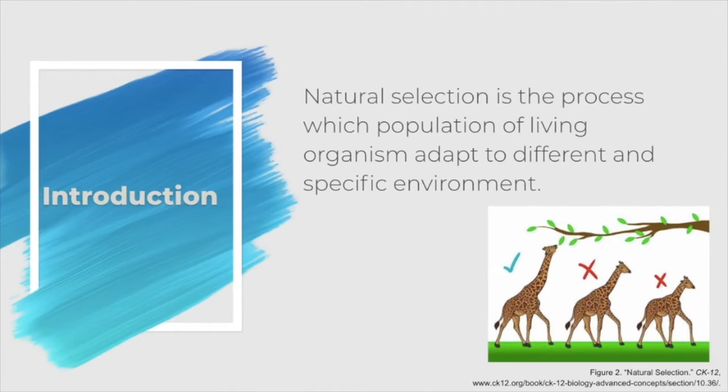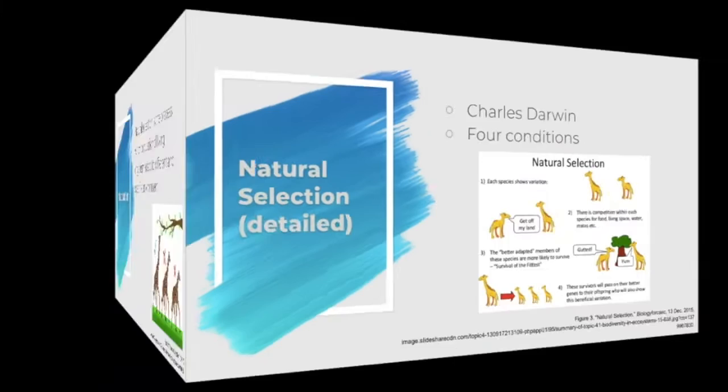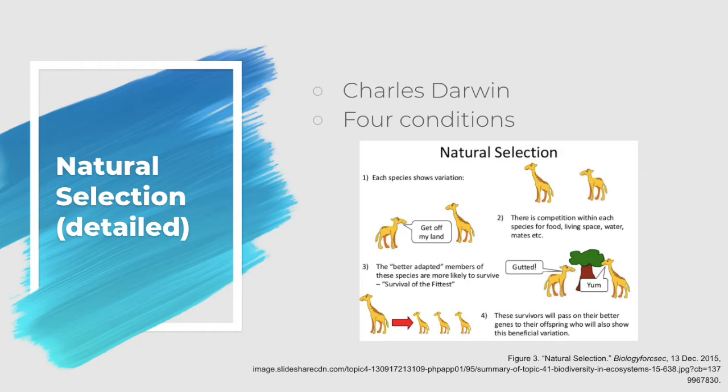Introduction. Natural selection is the process by which populations of living organisms adapt to different specific environments. Charles Darwin liked to call it the survival of the fittest, which is, for example, you put an animal into a different environment and you see how it adapts and how it survives in an environment that it's not used to. So natural selection is used for driving evolution, and it helps to explain the diversity on Earth. Now that you know what natural selection is, let me talk about it in further detail.